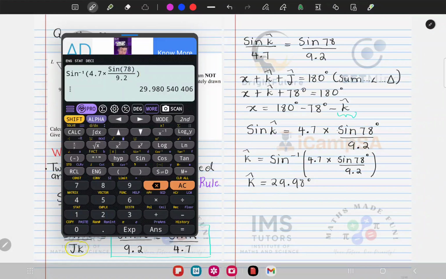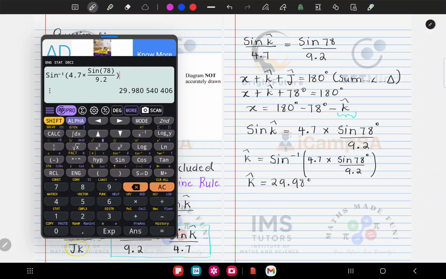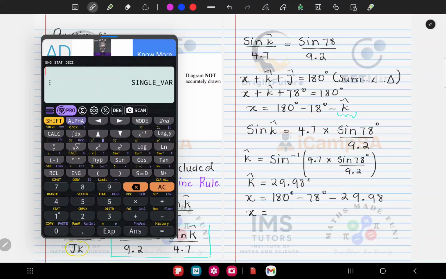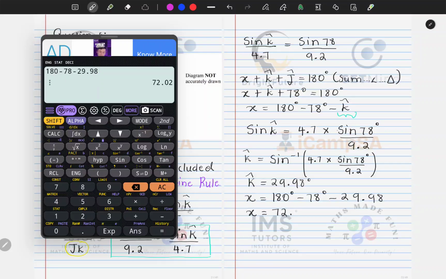Yep, if I round it up, let me see how many decimal places. They want 1, so 2 should be okay so far. And then now I can go ahead and find what x is, because x is 180 degrees minus 78 degrees, then minus k, which happens to be 29.98. So our x will be 180 minus 78 minus 29.98. And this will become 72 point, if we make it one decimal place, it will be 72.0 degrees.